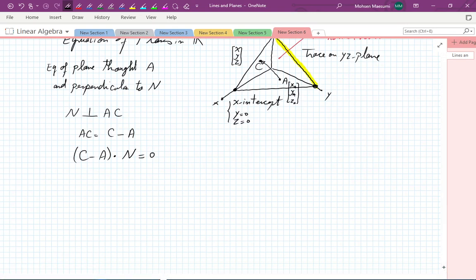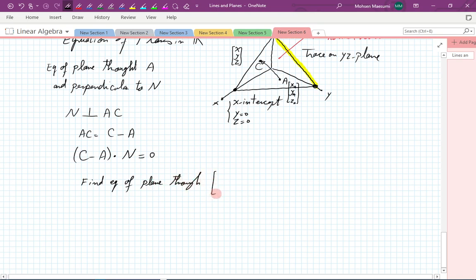Let's go ahead and write a simple example for this. Then you can generalize it to this format. So suppose we want to find the equation of a plane through 2, 3, 5, and normal to, let's write some other numbers so we don't get mixed up, let's make it 6, 4, 7.